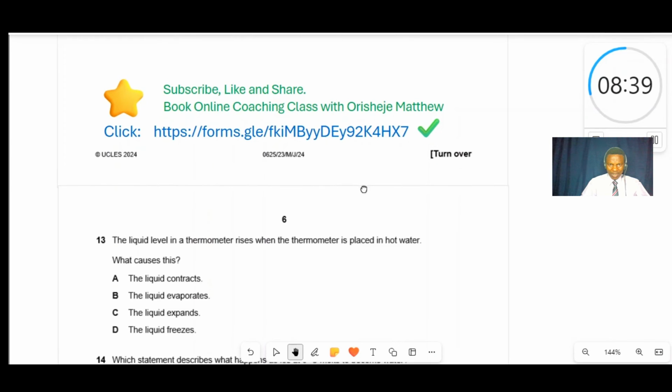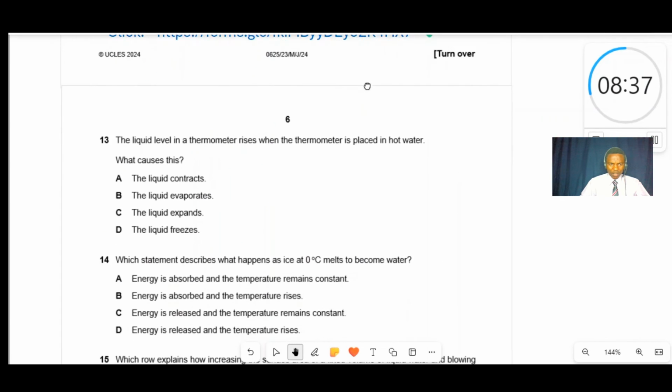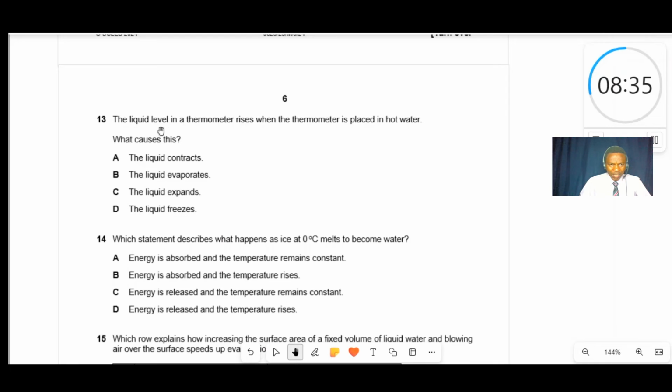All right, now the liquid level in a thermometer rises when the thermometer is placed in hot water. What causes this? It's expansion. So this is a direct question. 13 is C. So let's go to 14.